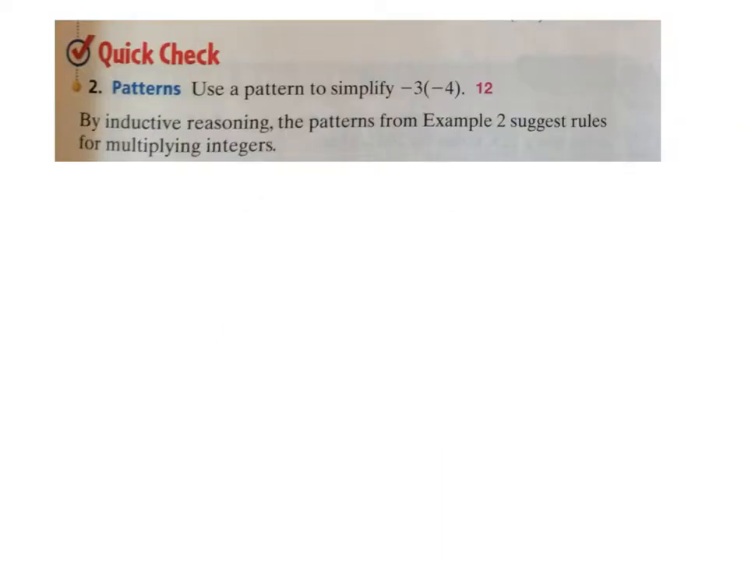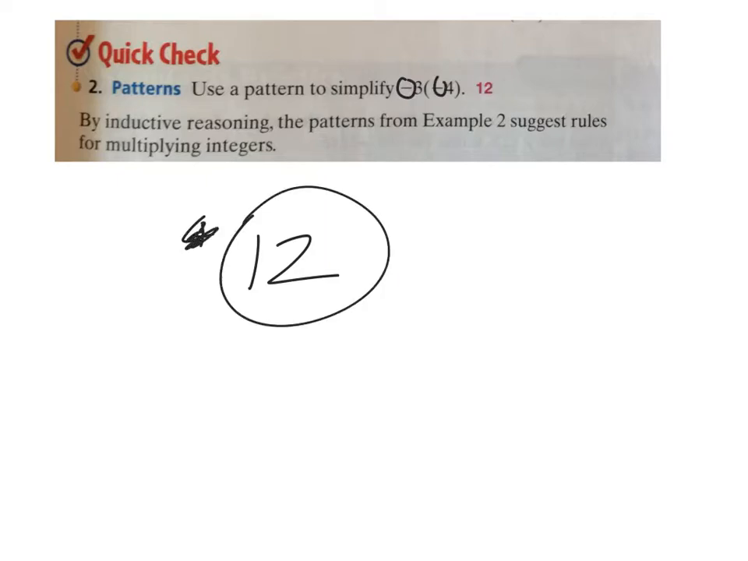Alrighty, pattern. Use a pattern to simplify. Again, I'm just saying solve here, people. That's really it. 3 times 4 we know is 12, right? Same sign, so they're both negatives. Makes it a positive 12. You don't have to write that positive sign. I just did that because I'm talking about it. So 12, there's your answer. Use those rules.